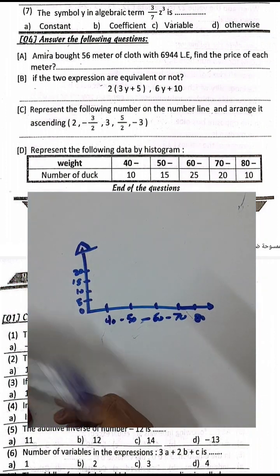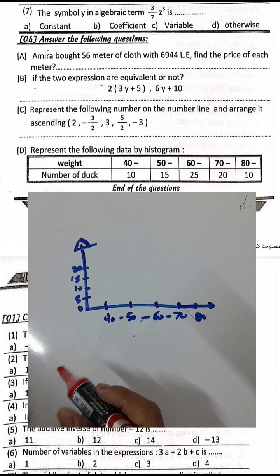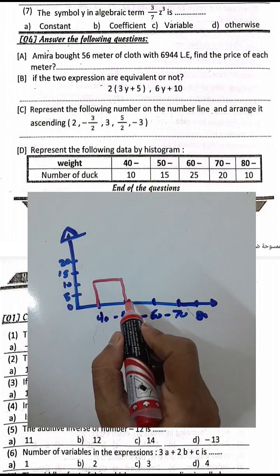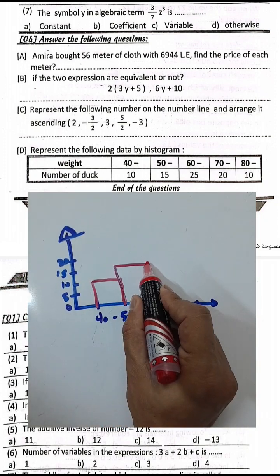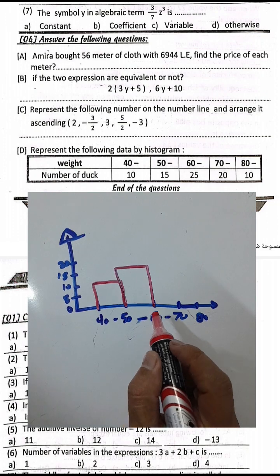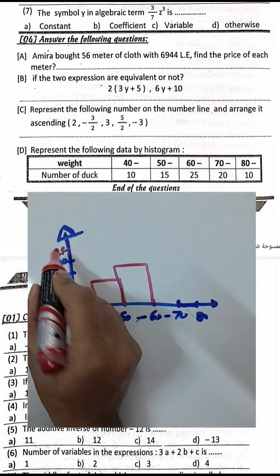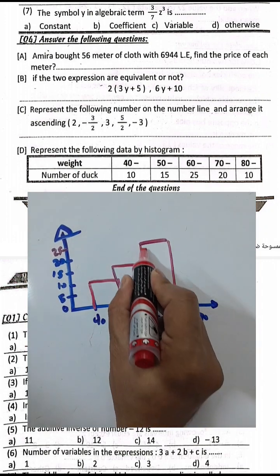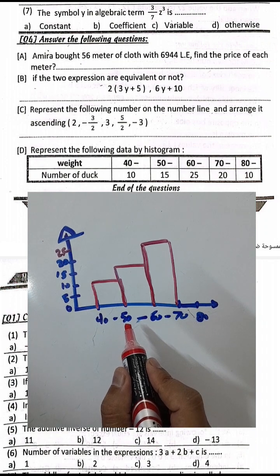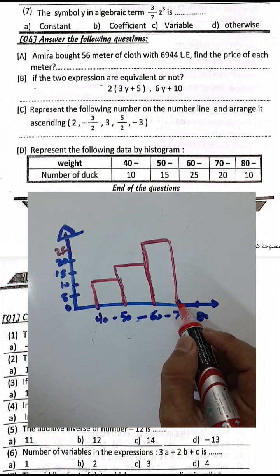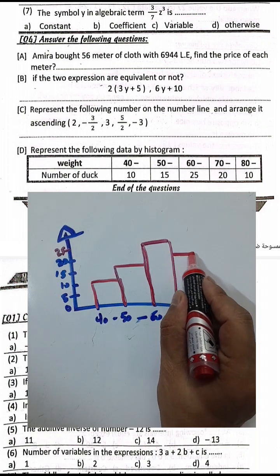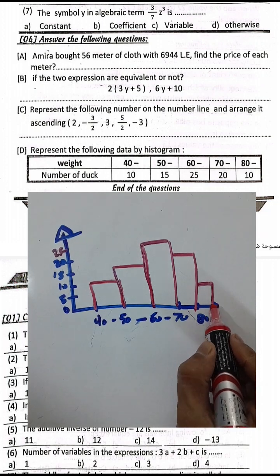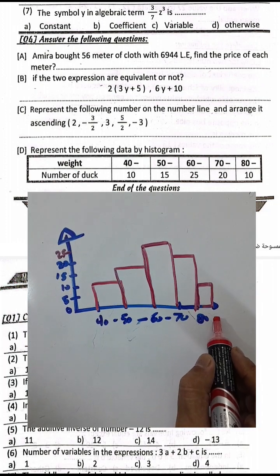The first interval, 40 to 50, is 10 here. Second interval is 15. Third is 25. And 70 to 80 is 20. And from 80 to 90 is 10. Okay.